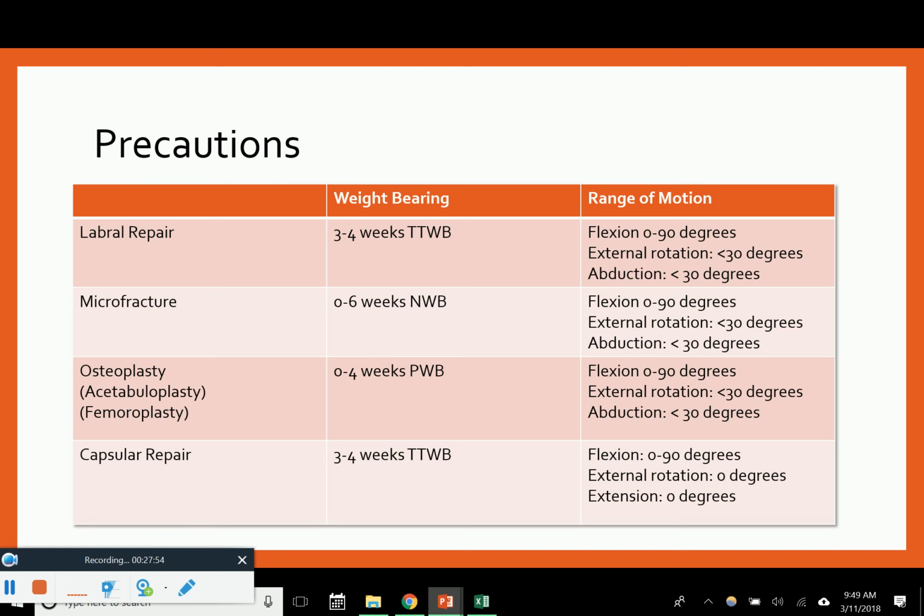Microfracture, non-weight bearing for 6 weeks. Osteoplasty, partial weight bearing from 0 to 4. And a capsular repair, toe touch weight bearing for 3 to 4. So pretty much after every arthroscopic hip surgery, there's going to be weight bearing precautions. So you just need to know that to help your patient. There's also range of motion precautions, so look over that one as well.